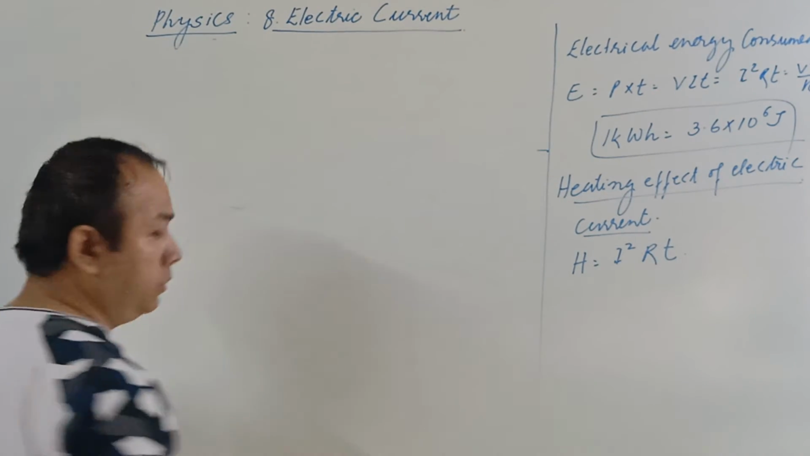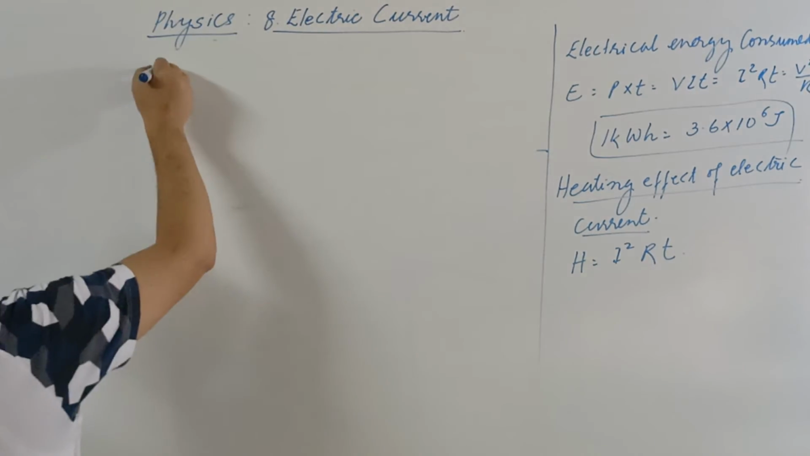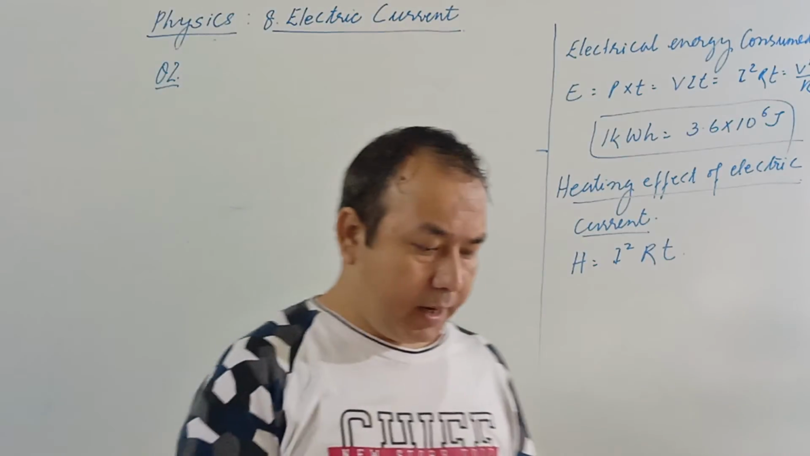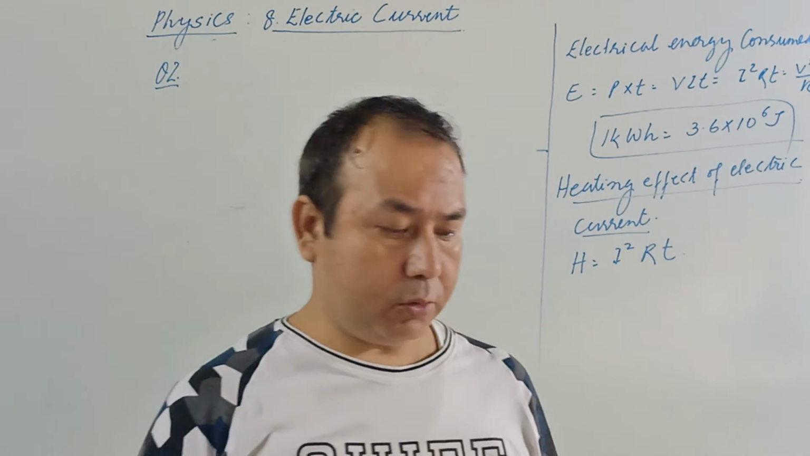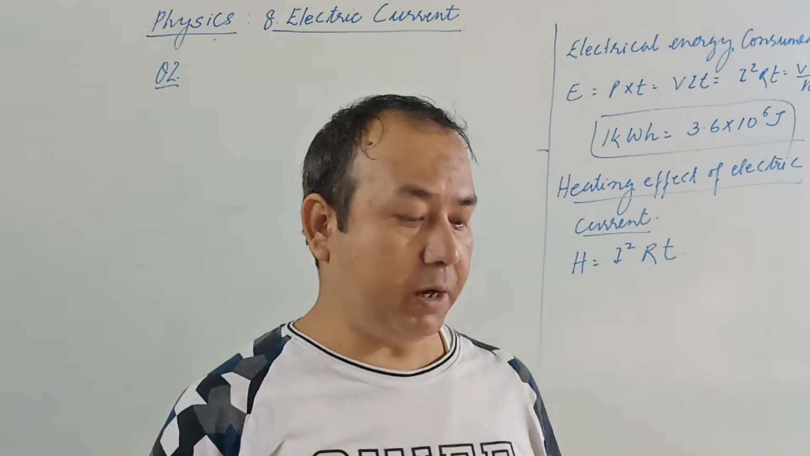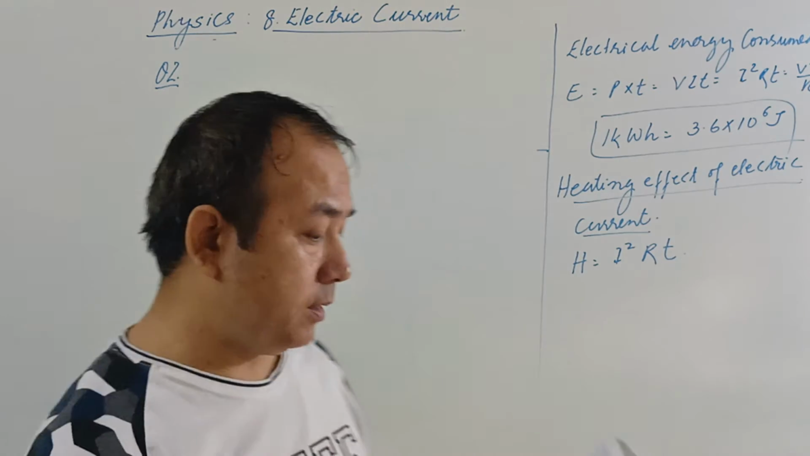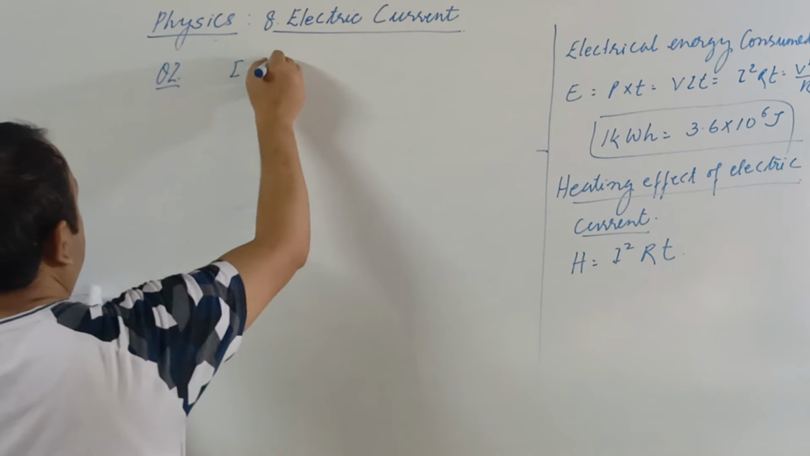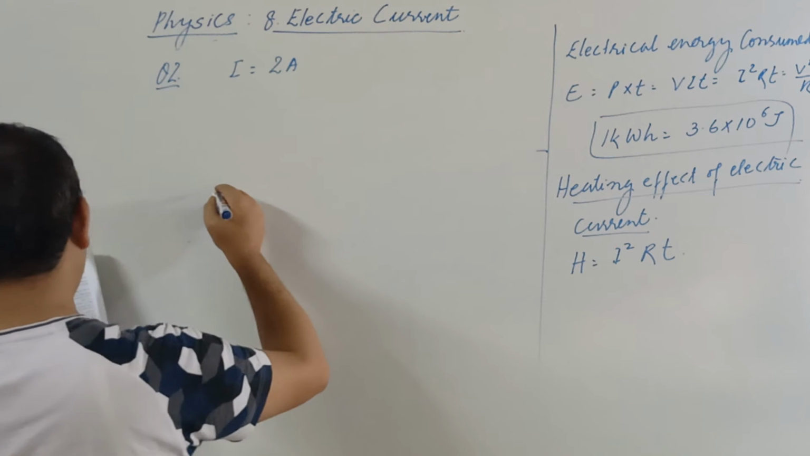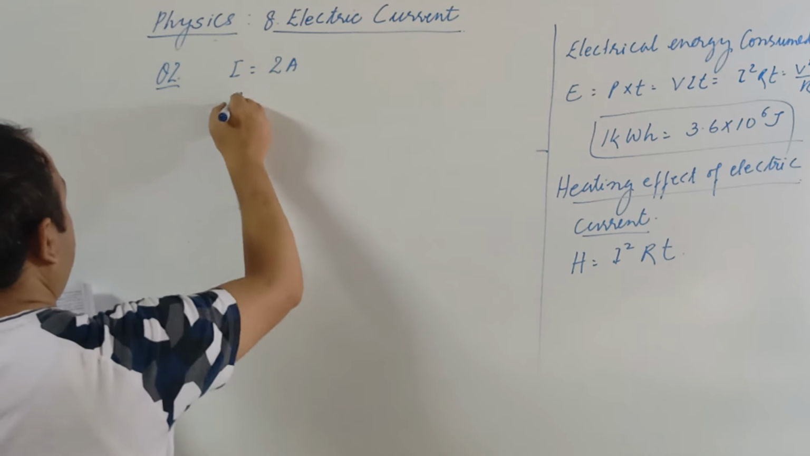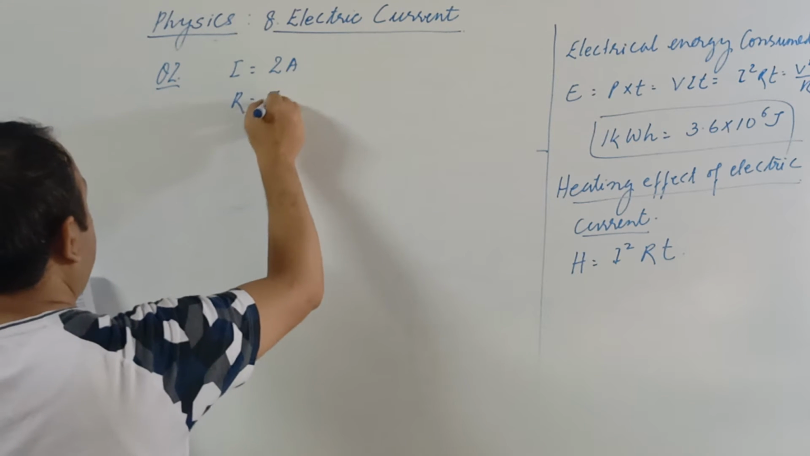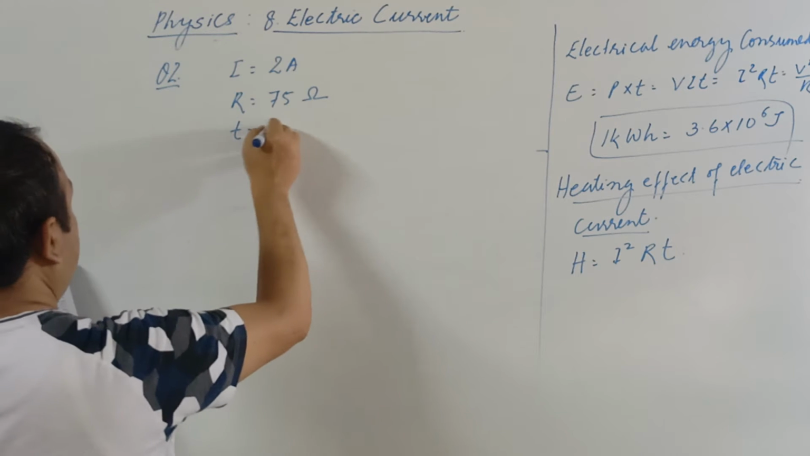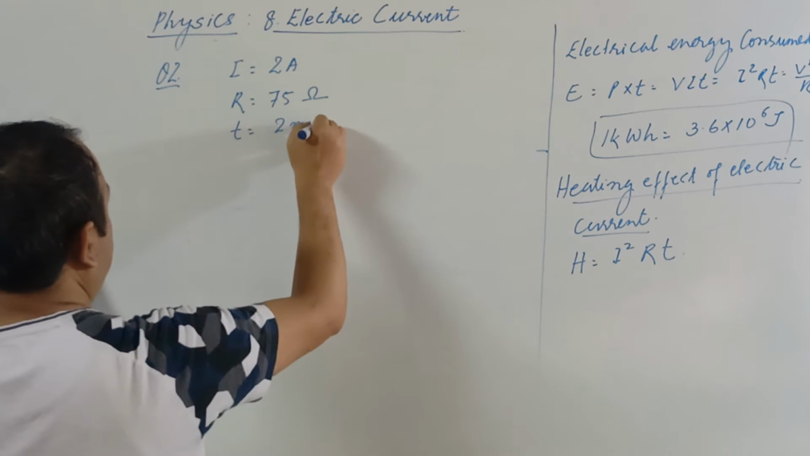Question number 2. In question number 2, it is given that a current of 2 ampere is passed through a coil of resistance 75 ohm for 2 minutes. So how much current is flowing? 2 ampere. The resistance of the coil is 75 ohm. The time for which the current is flowing is 2 minutes.